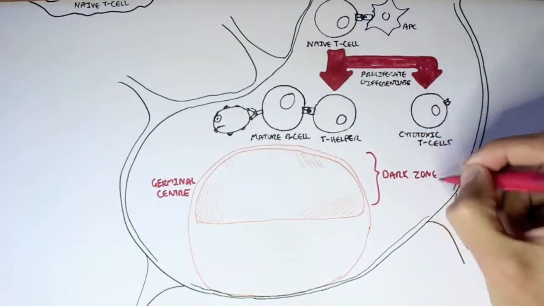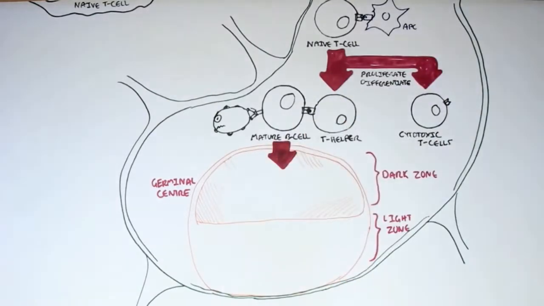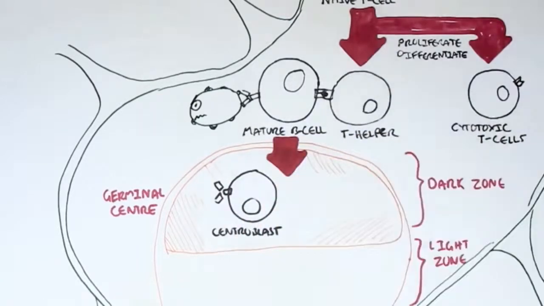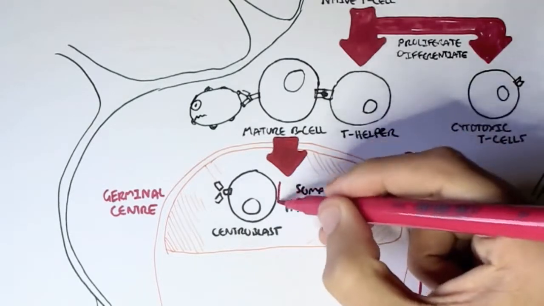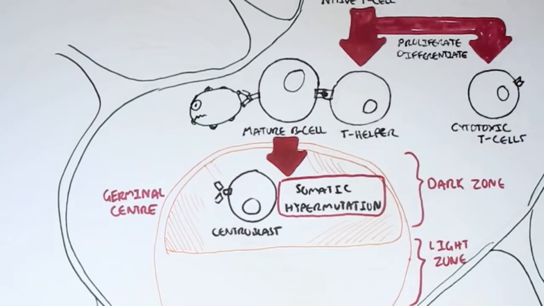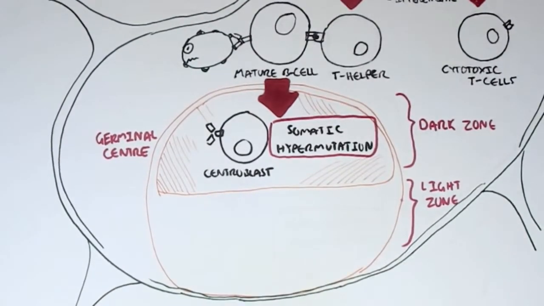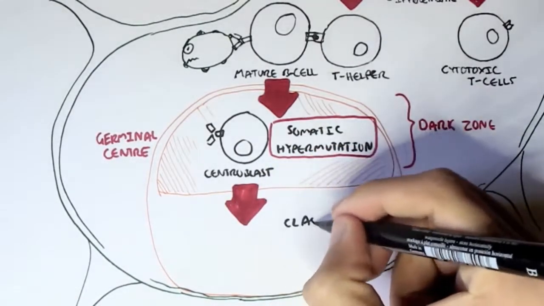When the mature B cell becomes activated, either from the T helper cell or the antigen of a pathogen, or both, the mature B cell will move into the germinal center, into the dark zone first, where it will undergo somatic hypermutation and then become a centroblast. What somatic hypermutation does is cause mutations within the gene, which further increases the affinity and the diversity and specificity of the antibodies of the B cell.